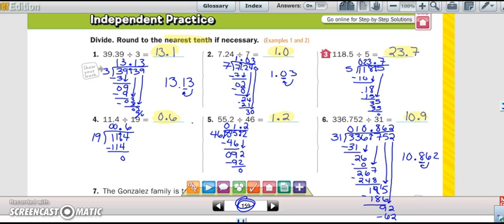Let's see how you did on the independent practice. Now this says round to the nearest 10th right here, so make sure you did that. Some of them go on and on. This one goes on and on. This one goes on and on. So just do as much as you can to get it so you can round to the 10th spot. Hopefully you did well with this.